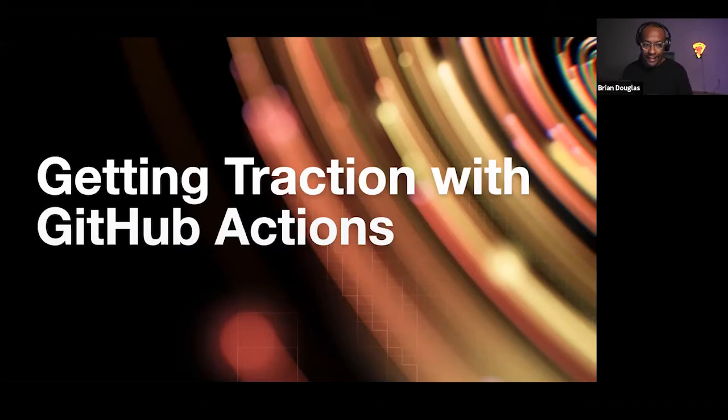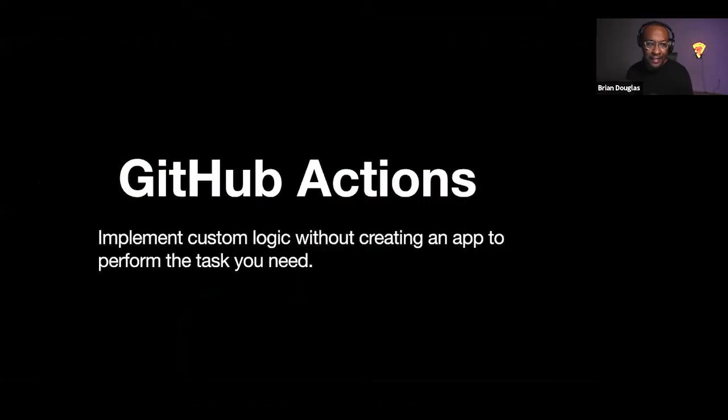So GitHub Actions, actually this portion will be called Getting Traction with GitHub Actions. So imagine this is the introduction. With GitHub Actions, you implement custom logic without creating an app to perform the task you need. So what is that? That's automation. Out of a show of hands, who's ever automated anything? Automated your lights in your room, automated the pizza behind your head, automated the alarm clock? Yes or no? Automation is a tool set, it's an idea, it's an art form, it's a movement.